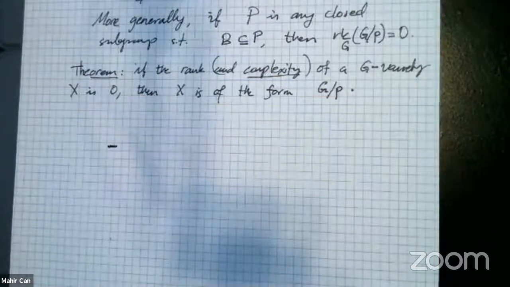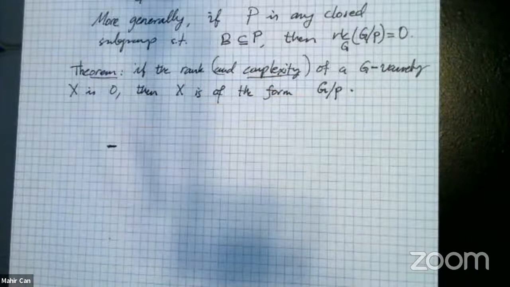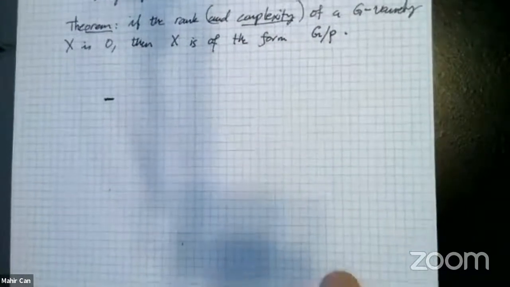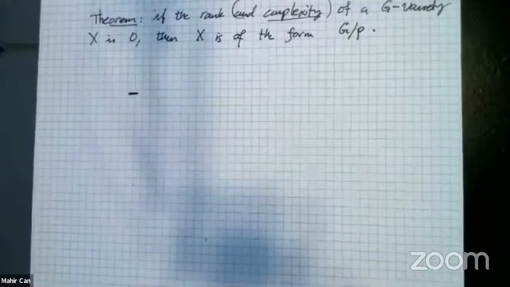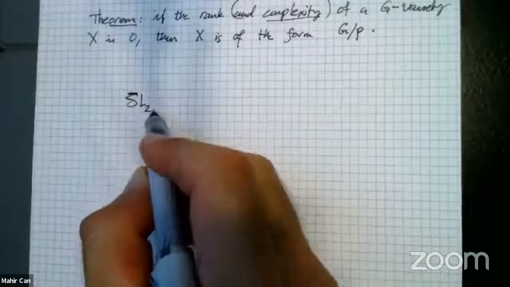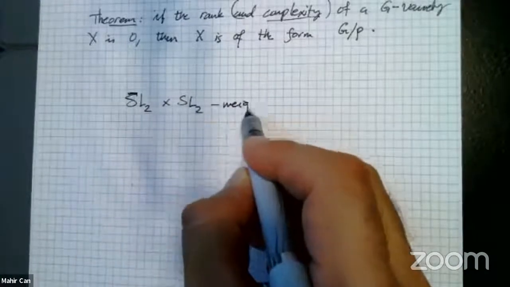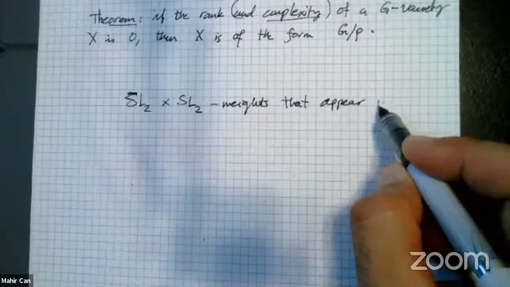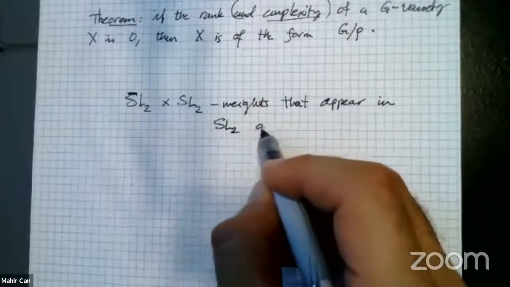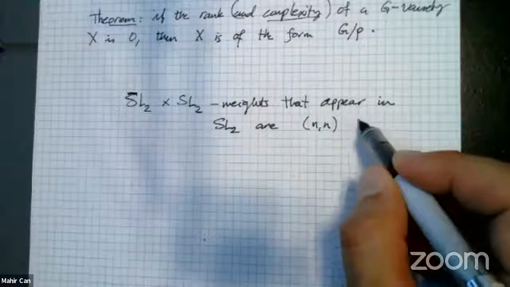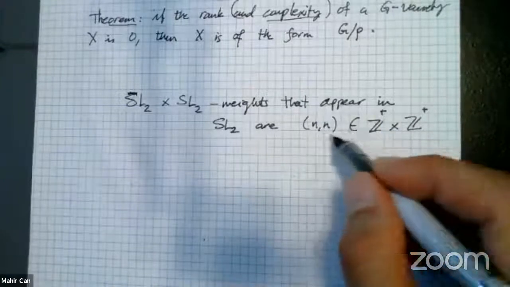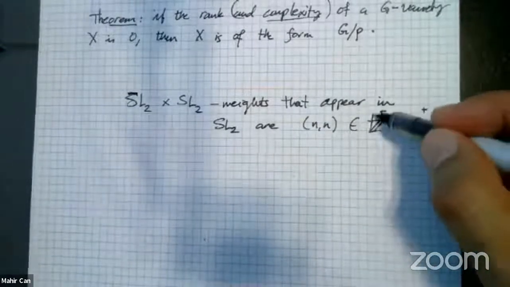In that picture you drew for SL2 cross SL2 acting on SL2, were you saying that the weights are the only ones? I mean, all the weights are on that diagonal, like they look like n comma n. Yes, those are the weights of SL2 cross SL2. I'm allowing zero here. Zero is also here, and n cross n, natural numbers.